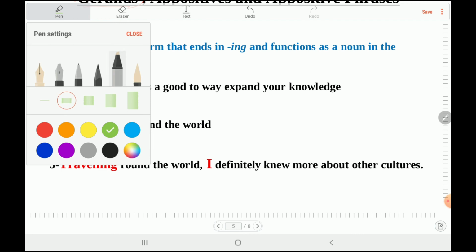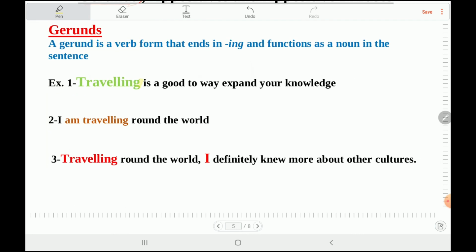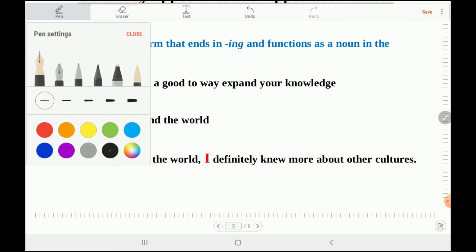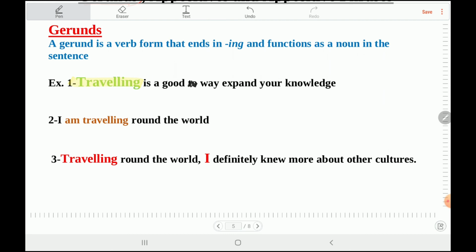You can tell me. Okay. Traveling is a good way to expand your knowledge. Then number 2: I am traveling around the world. I definitely knew more about other countries or other cultures. Which of them is the gerund? Where is the modifier and where is the verb?